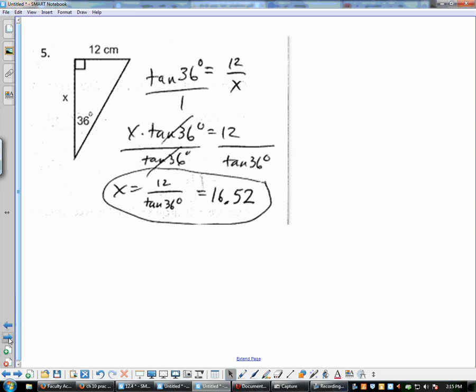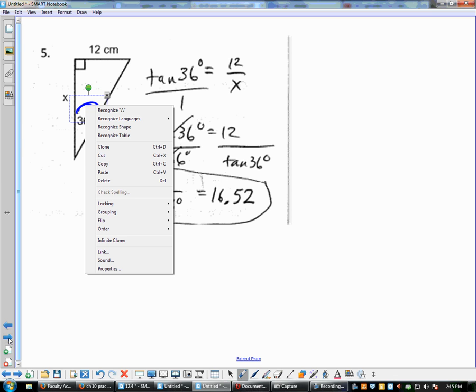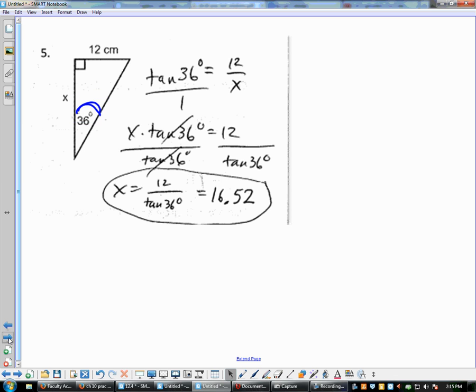Let's take a look at number 5. For number 5, we need to find the side x. We're given this angle here is 36, and we know that the opposite side from that angle is 12, and we see that we're trying to find the adjacent leg, right? We don't really care about the hypotenuse in this one, so that brings up the TOA part of SOHCAHTOA, opposite over adjacent. So we say tangent of 36 equals the opposite side over the adjacent side.